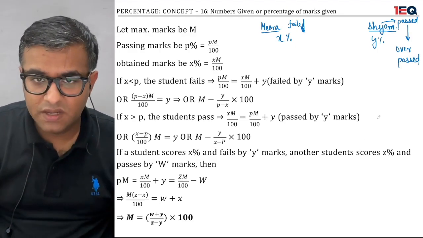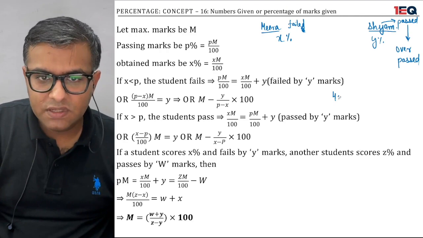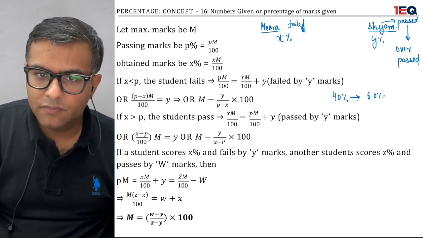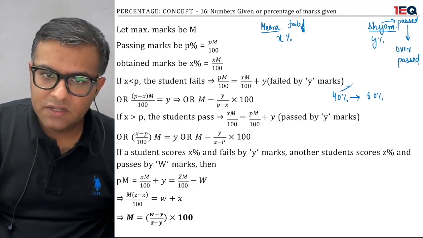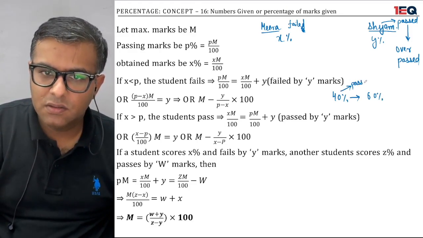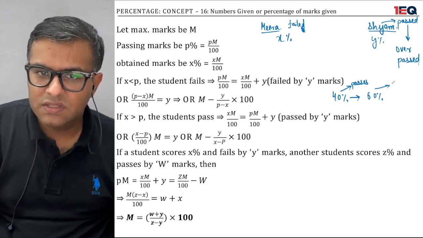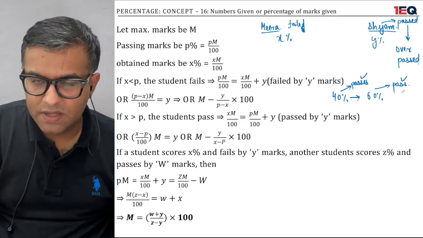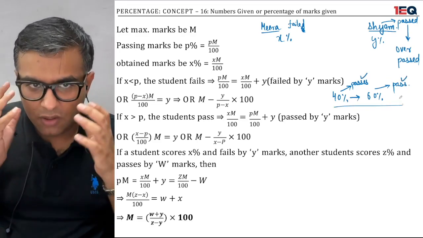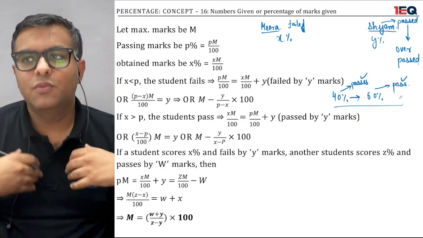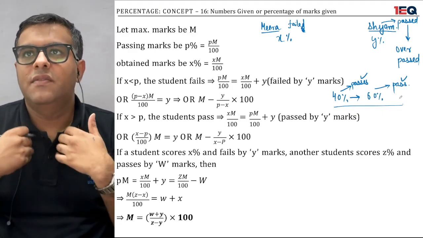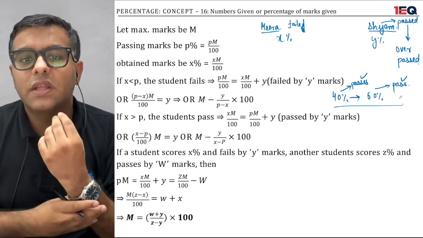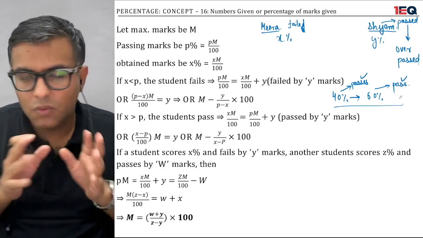What do we mean by overpassed? Let's say that 40% is the benchmark for passing the exam and you score 60%. If your friend scores 40%, he passes. If you score 60%, you pass. He also passes, you also pass. So we are not able to differentiate between you and your friend, because both of you come out of the examination hall after seeing the result and say I've passed, I've passed. So there is no way to see who has scored more, who has scored less.